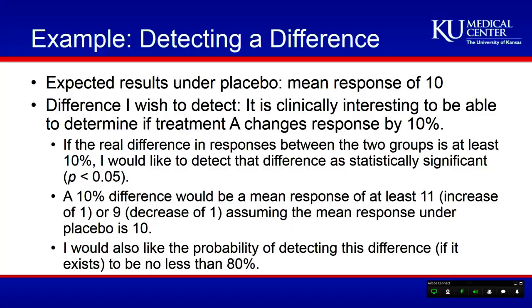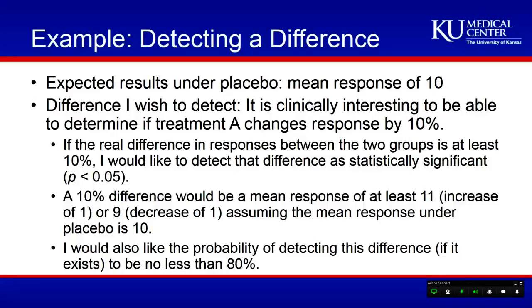You could do it in terms of an absolute difference or a percent. Here I've just got it for whatever reason as a 10% difference. So a 10% difference would mean that they would either see a reduction of 1, that's 10% of 10, or an increase of 1, again 10% of 10, assuming that the mean response under placebo is 10.